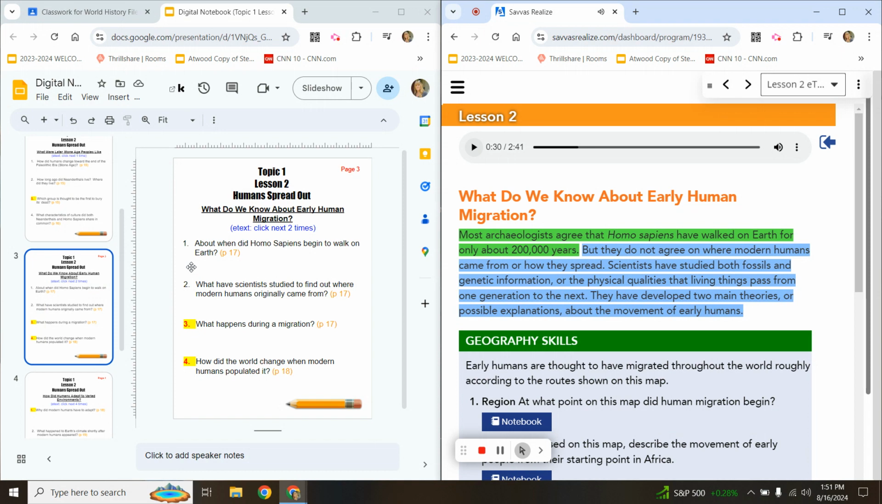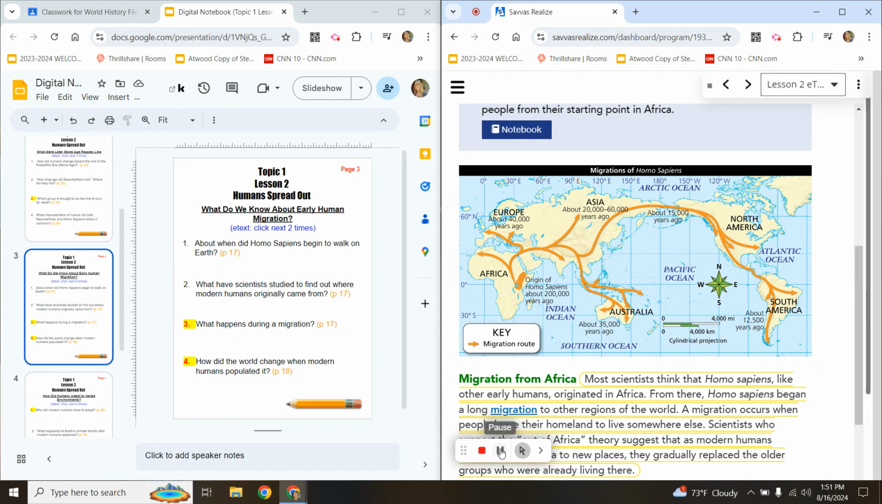All right, again, number 1, about when did Homo sapiens begin to walk on Earth? You'll find that answer in this green highlighted sentence. And 2, what have scientists studied to find out where modern humans originally came from? You'll get that answer in this blue part of the paragraph. Pause my video and get those now. All right, let's move on.